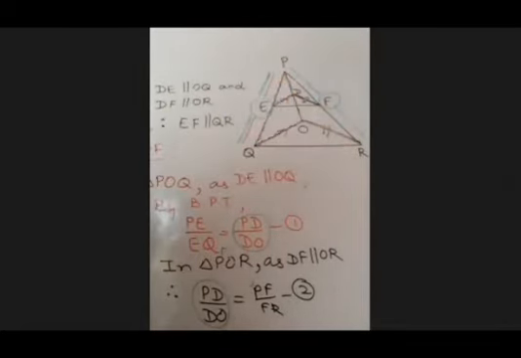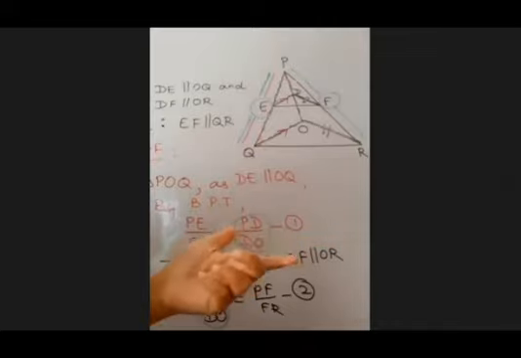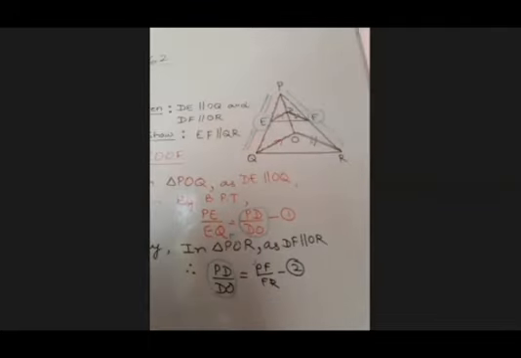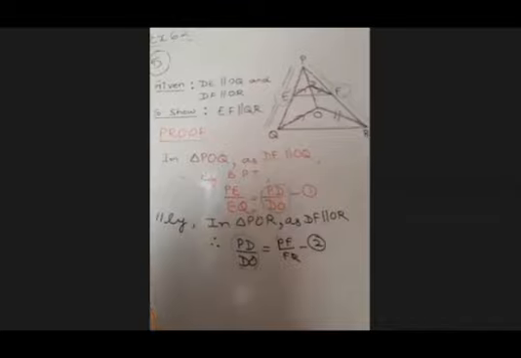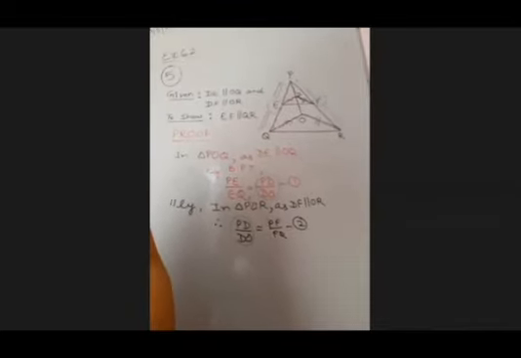So, by converse of BPT, EF is parallel to QR. EF is parallel to QR. Are you clear, beta? Yes, ma'am. So, whatever was given, we used that. Using that, applying BPT, we reached the conclusion that two sides are in proportion.